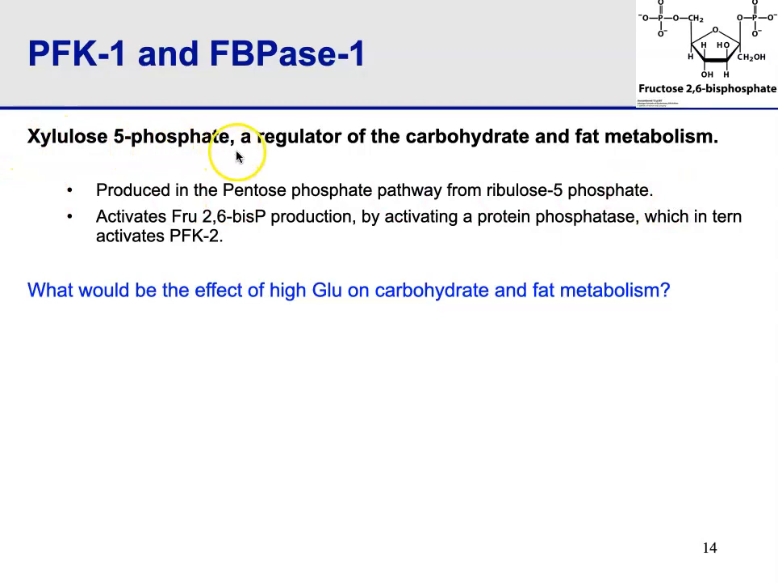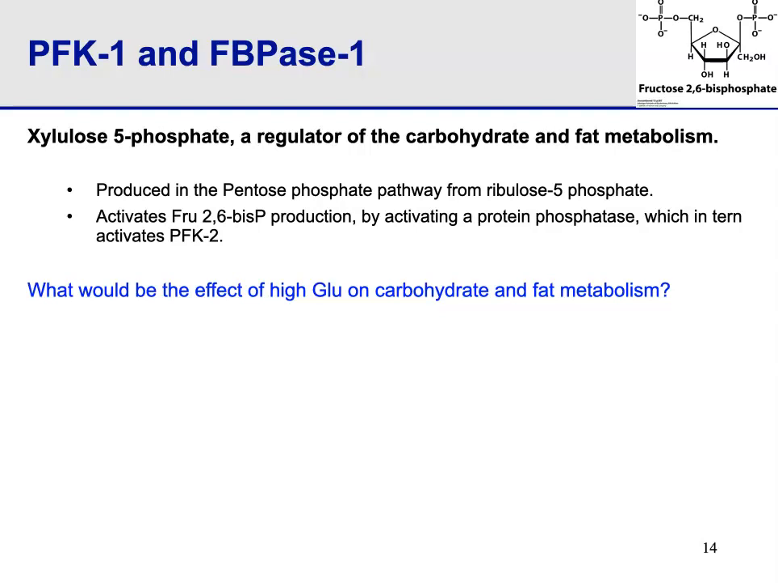Now, xylulose 5-phosphate activates fructose 2,6-bisphosphate production by activating a phosphatase enzyme that dephosphorylates the enzyme that controls the production and the degradation of this metabolite. By dephosphorylating the protein, it'll turn on PFK2 activity that will make fructose 2,6-bisphosphate. What would that do to glycolysis? Activate it. Alright, so what will be the effect of high glucose on carbohydrate and fat metabolism?